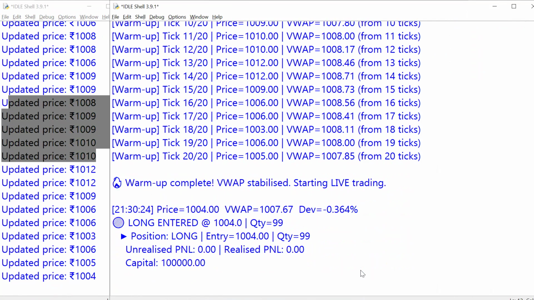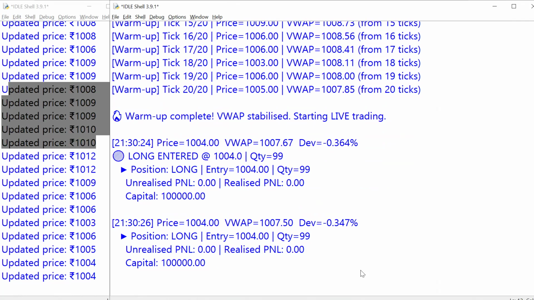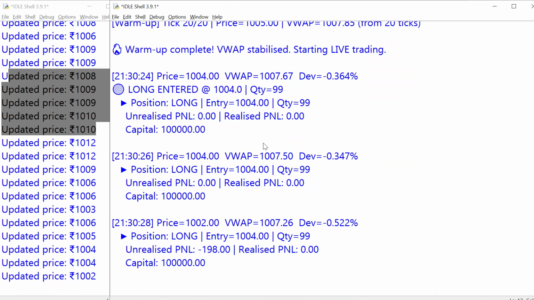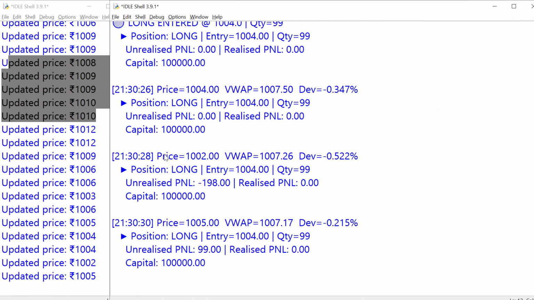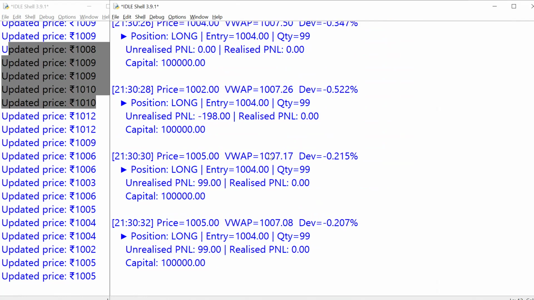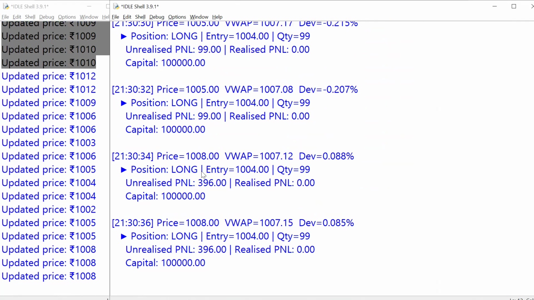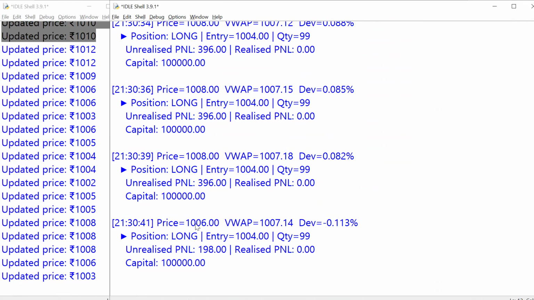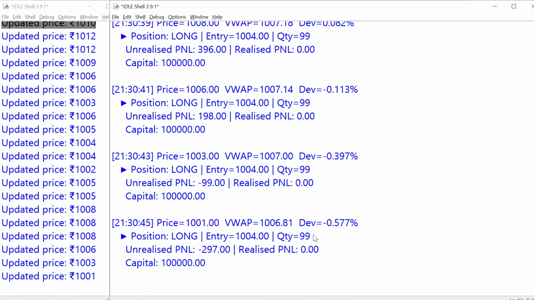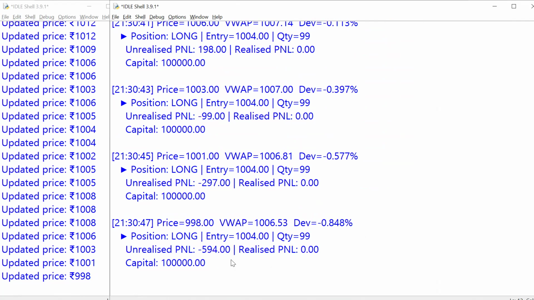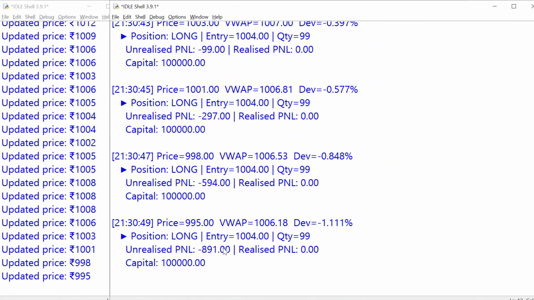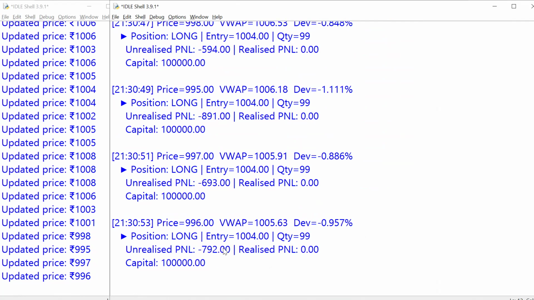Okay, now the warm-up phase is completed. We are in a live trading environment. We go for a long position because the price is below the VWAP. VWAP is at 1007, and we are on a long position at 1004. The current price is 1003. We are in an unrealized loss of 500. If this reaches 1%, we are going to book the loss.